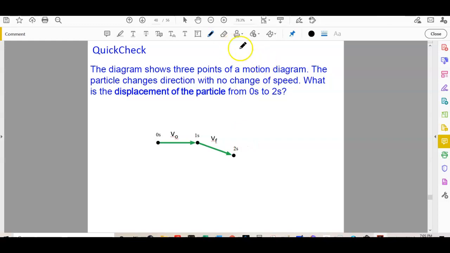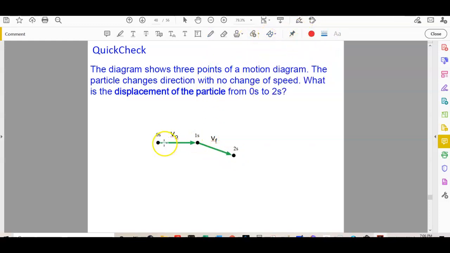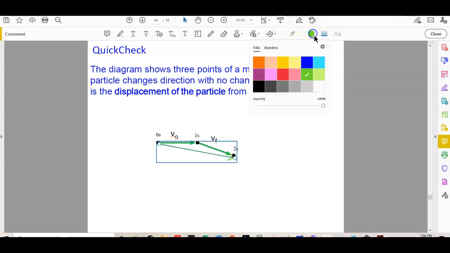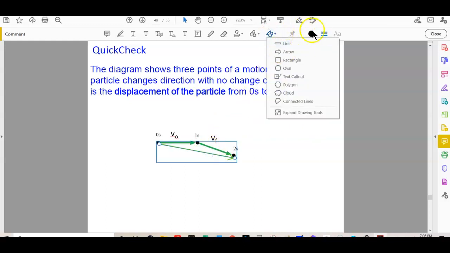So just by logic, if you think about it, if you started out here at the 0 second mark, you moved to the right over 1 second, and then you moved down and to the right over 2 seconds, then essentially you started here and you ended here. So isn't this just the displacement of the particle?